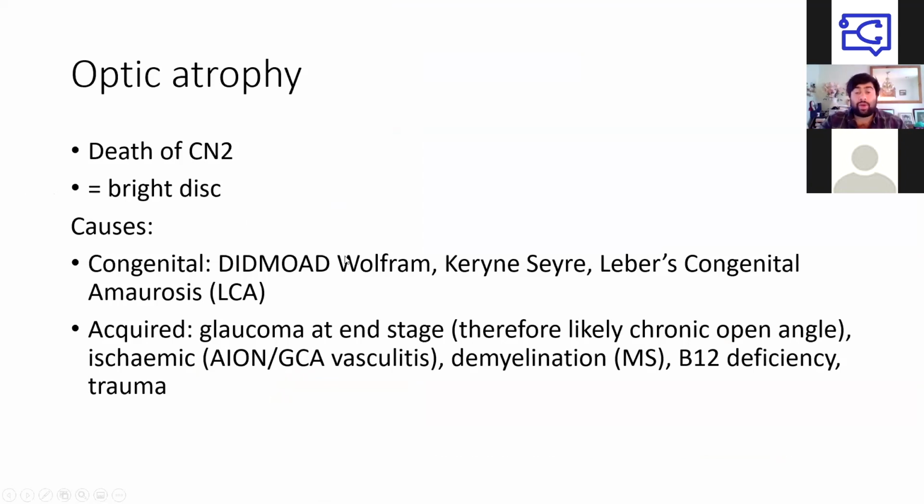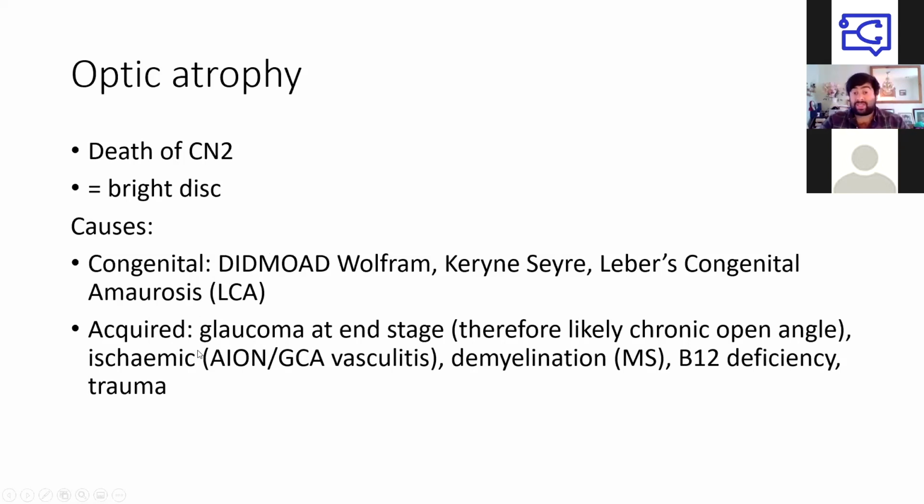So you have Wolfram syndrome, or DIDMOAD syndrome, which you may remember if you covered it in perhaps endocrinology. DIDMOAD stands for diabetes insipidus, diabetes mellitus, optic atrophy, and deafness. So obviously they all have optic atrophy. Kearns-Sayre, which is a mitochondrial condition in which patients get a chronic progressive external ophthalmoplegia. Leber's congenital amaurosis, again, a fairly rare genetic condition. And then you have acquired causes of optic atrophy.